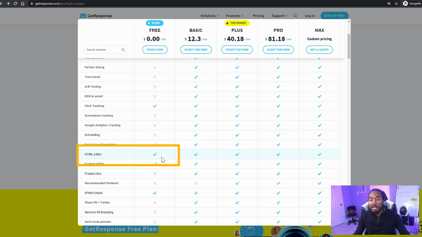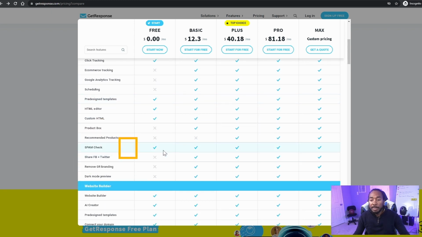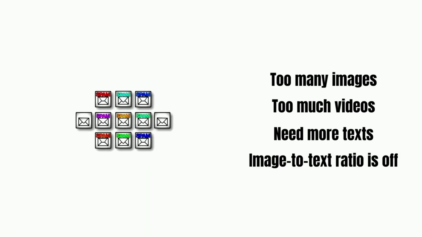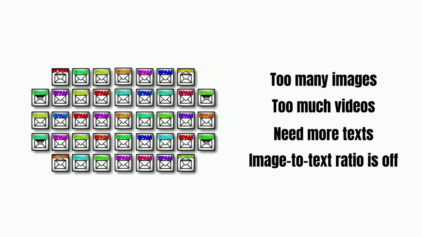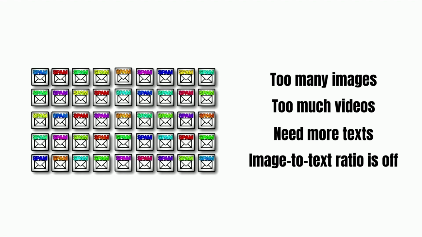You do get access to their HTML editor, you do get access to their templates, you do get access to the spam check, which means it'll tell you, hey, you've got too many images, you've got too much video, you need more text, your ratio is off. It'll tell you all of those things that really help you get into a better placement of their inboxes.